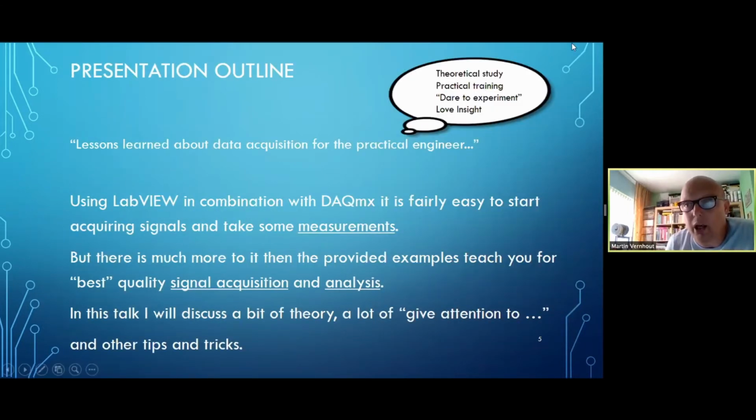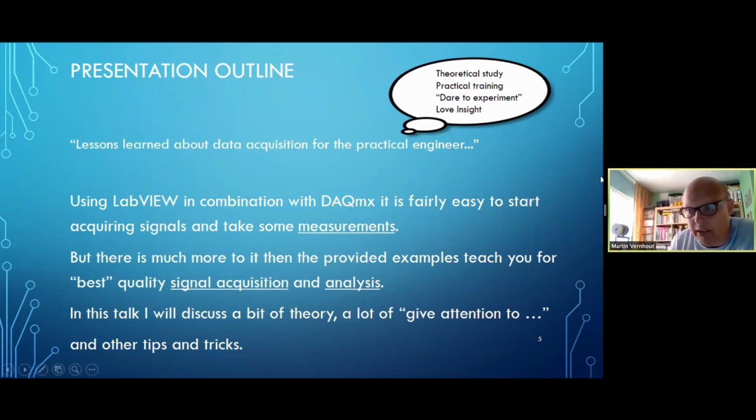All right, the presentation outline. Today I needed to give a talk, and it was lessons learned about data acquisition for the practical engineer. And that practical engineer means that you studied the theoretical part, you did practical training, you dare to experiment, and you love the insight. So you can gain insight by doing experimentation and trying it, not from the math point of view, but really looking at the results and trying to figure out what's happening.